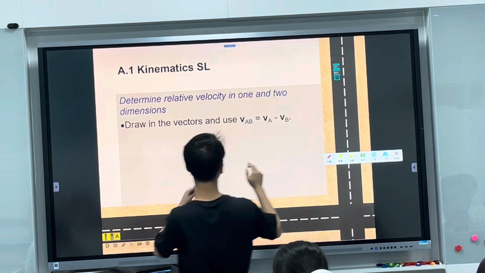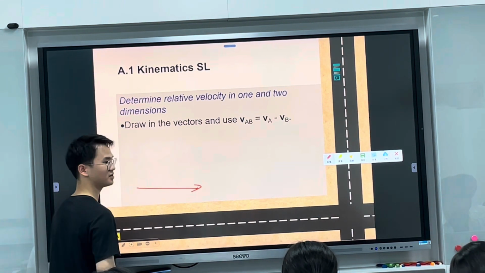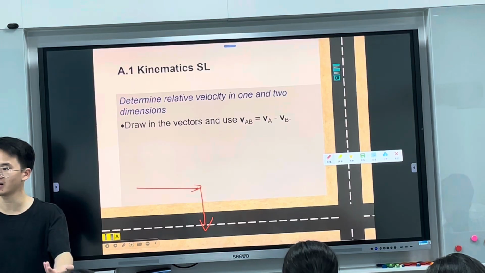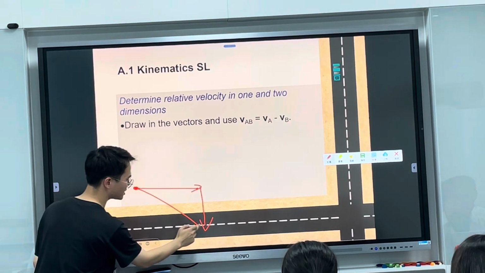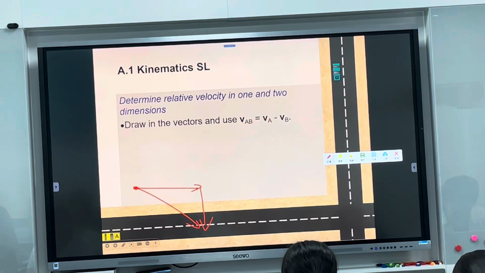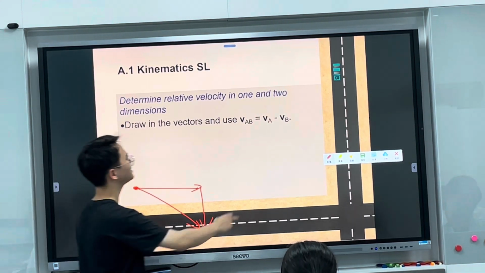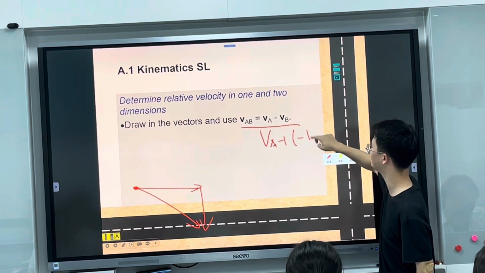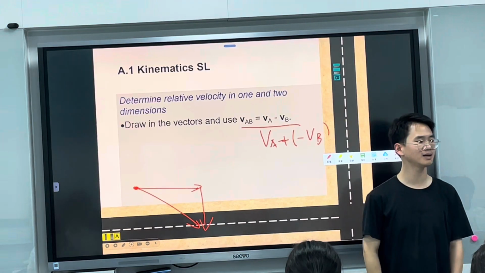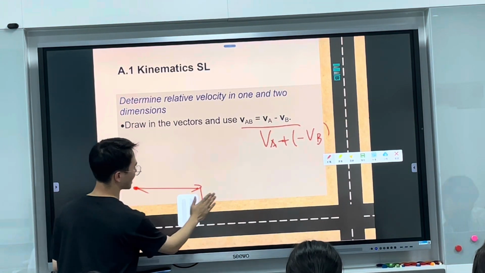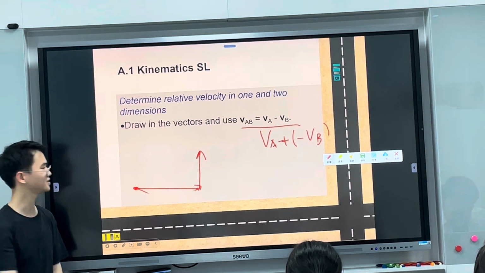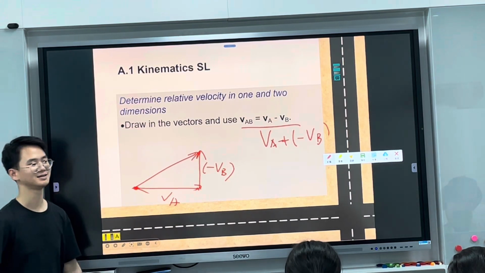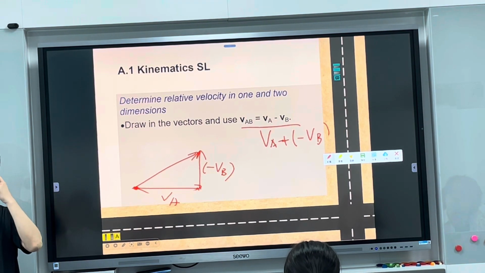So let's say VA is going this way, and VB is going this way. Instead of adding them like what we learned in MYP, which is just connecting this one to this one, we're going to subtract them. How are we going to subtract? Well, isn't VA minus VB the same as VA plus negative VB? Isn't negative VB just switching its direction 180 degrees? So this is negative VB, this is VA, then that's it. That's the relative velocity VAB.